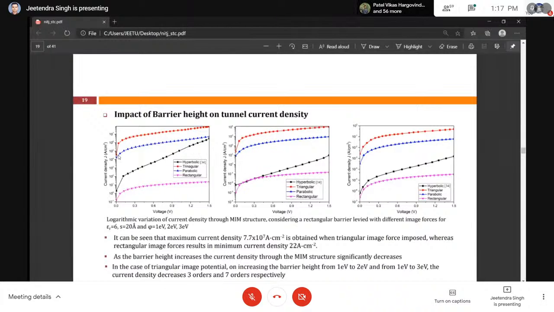You can see that here the current comes up to the level of 10 to the power 7, but here we have a current of about 10 to the power 3. So the current also reduces as we increase the height. But the same nature appears in every graph: the triangular image potential gives the high current, whereas the rectangular image potential gives the lower current.